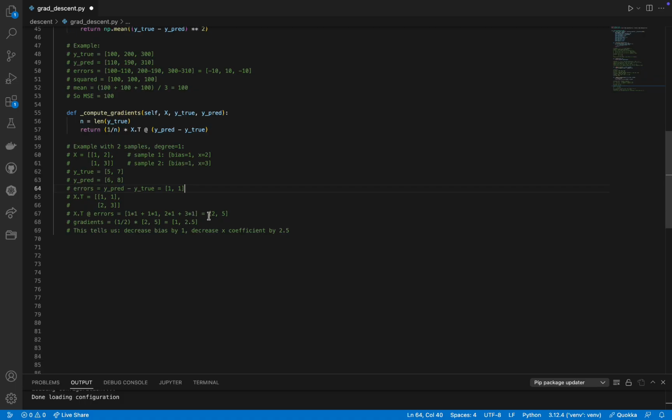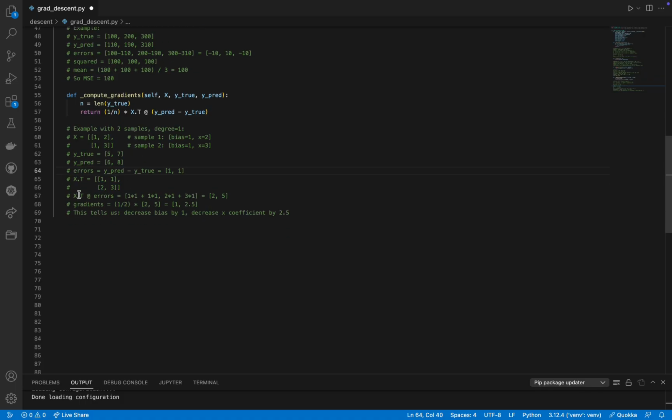Now we compute X transpose times errors. X transpose is a 2 by 2 matrix with first row 1 and 1 and second row 2 and 3. When we multiply this by the error vector 1, 1, we get 1 times 1 plus 1 times 1 equals 2 in the first position, and 2 times 1 plus 3 times 1 equals 5 in the second position. So we get the vector 2, 5. Finally, we multiply by 1 over n, which is 1 over 2, giving us 1 and 2.5.